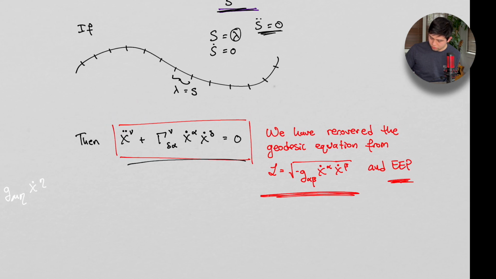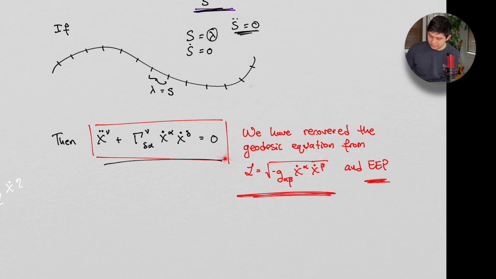And so this is what we get, right? So this is the geodesic equation derived from using this as our Lagrangian. All right, so in one case we used the Einstein equivalence principle, and in the other case we proposed the Lagrangian and we were able to derive the geodesic.